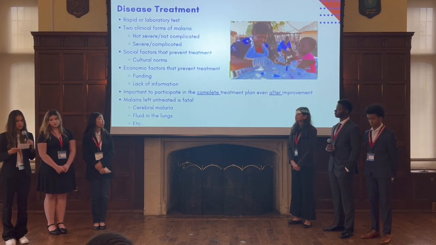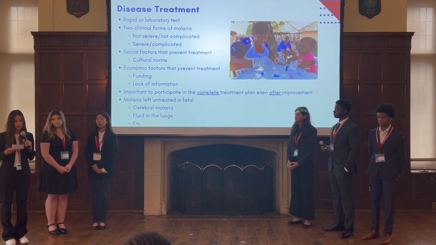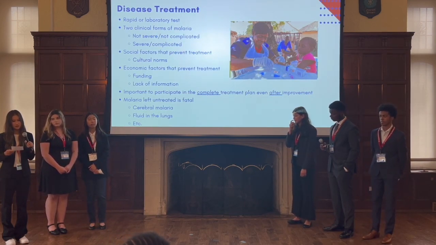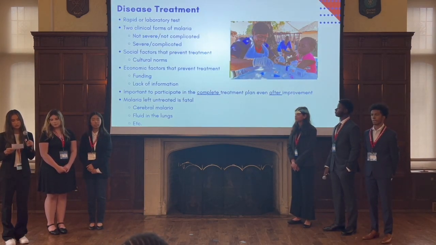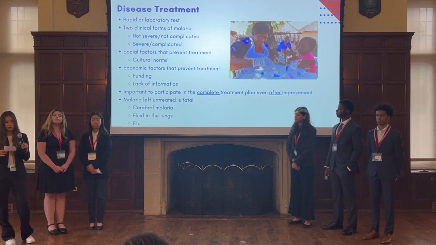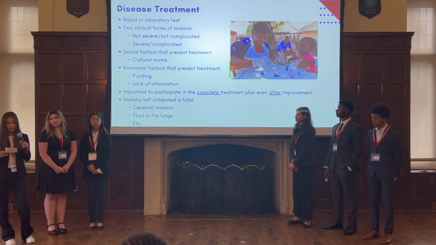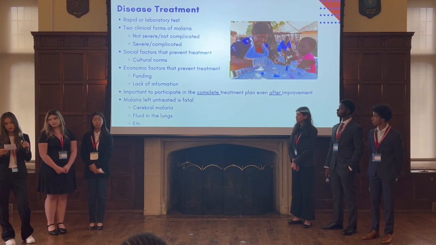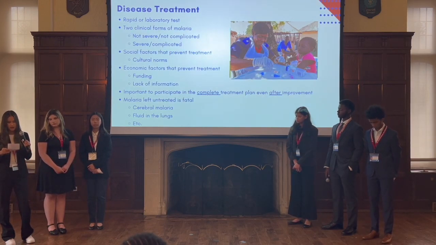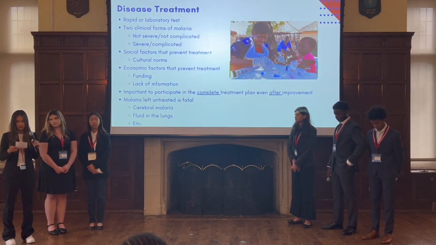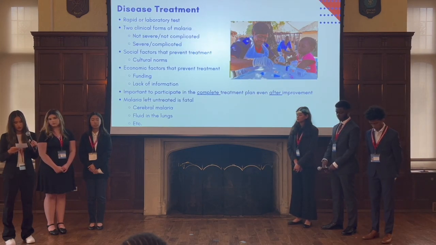Okay, for disease treatment, first the patient should always take a rapid or laboratory test to see if they have malaria. And then the 2 forms are not severe and complicated, or severe and complicated. So for not severe, they should take an oral ACT. This can be done in the patient's home, in a primary healthcare center, or in secondary and tertiary healthcare institutions. And for severe and complicated, IV treatment with ACT follow-up is required.